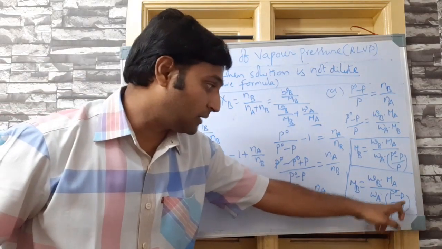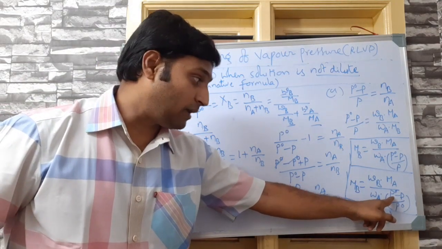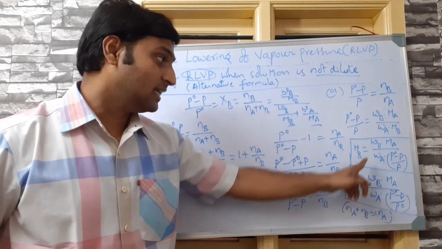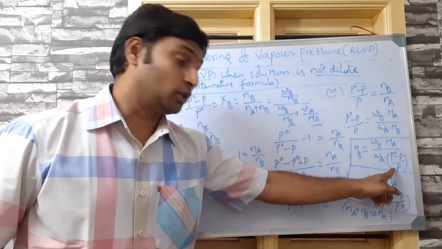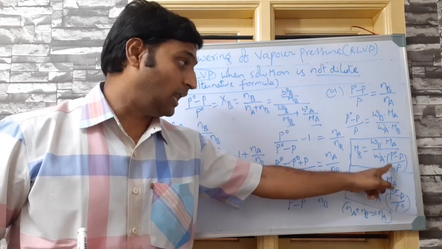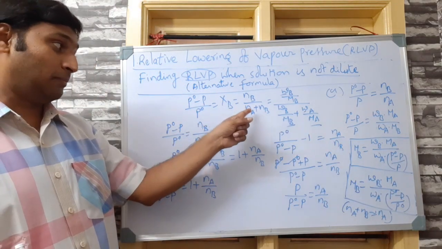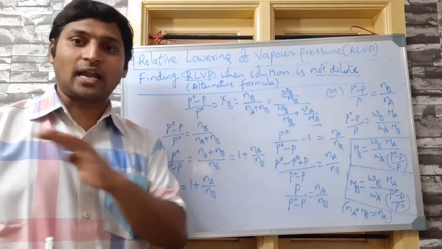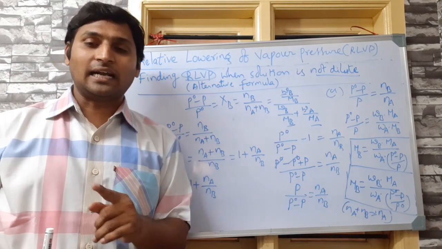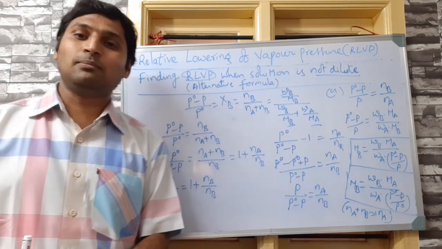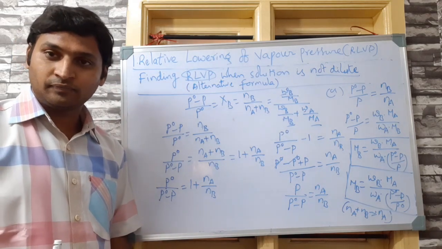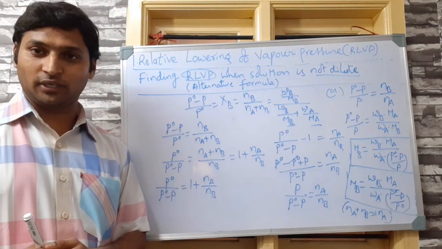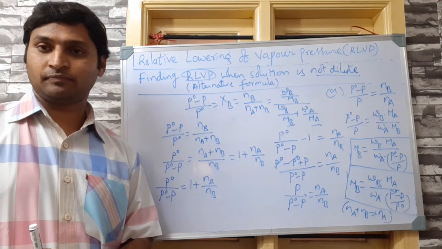Correct? When you have P naught minus P by P naught, that is the ratio of lowering of vapor pressure to the vapor pressure of pure solvent. Whereas if you have lowering of vapor pressure to the vapor pressure of solution in the formula, then we have not ignored Na plus Nb. We have taken Na plus Nb as such and we have derived this. Yes or no? That means we are not considering it as a dilute solution. We are not considering number of moles of solute negligible compared to number of moles of solvent. Without considering that, I will be able to get the molar mass of solute, and that will be easier and more convenient. Understood?